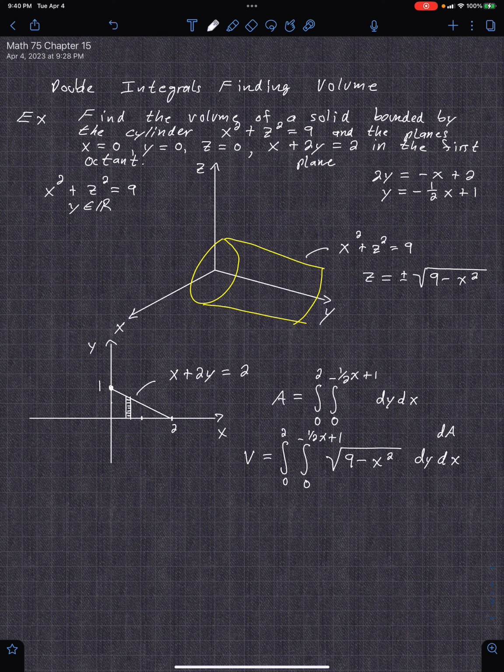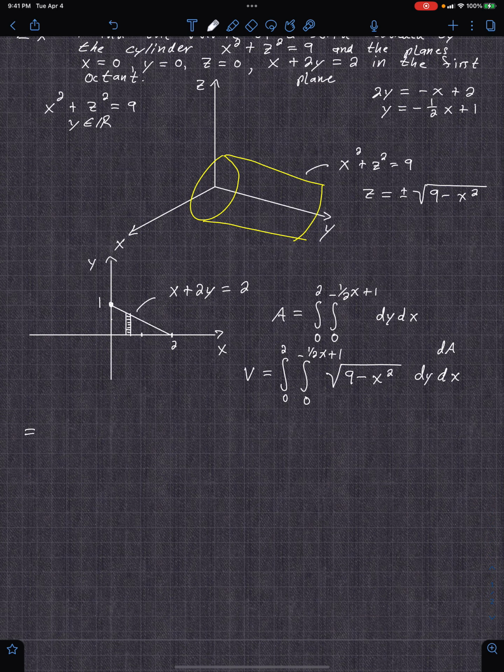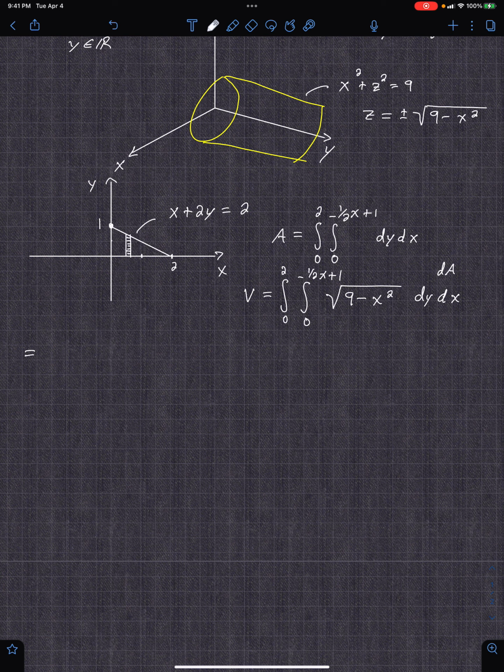And then we evaluate. I did a little bit of this. Well, it's with respect to y first, so it's just y. So I'll do a little bit of evaluation. I won't go through the whole thing, so you can do the rest. But this equals the integral 0 to 2. And then what's inside is just that root, so the square root of 9 minus x squared. And now it's y. And that's evaluated from 0 to negative a half x plus 1, dx.